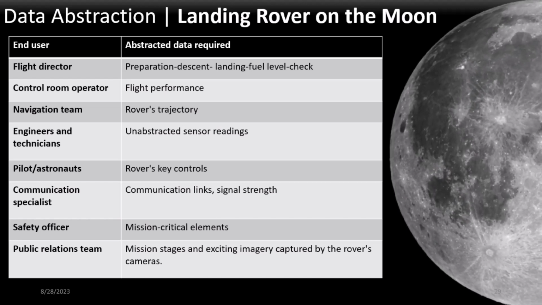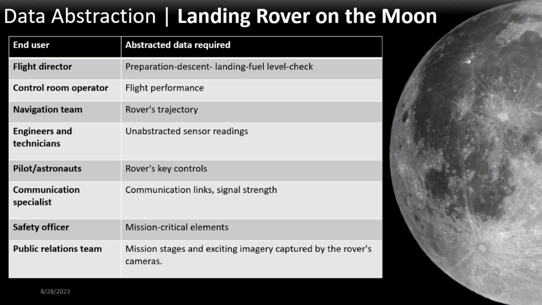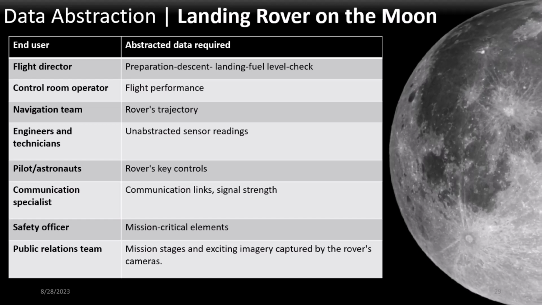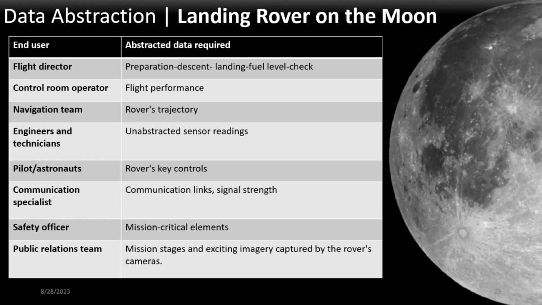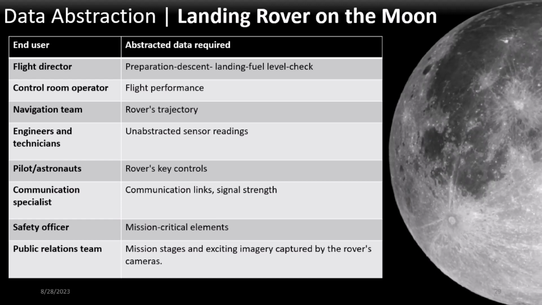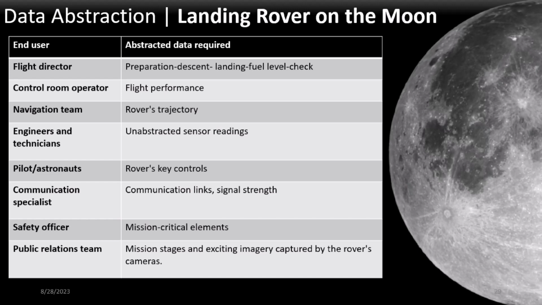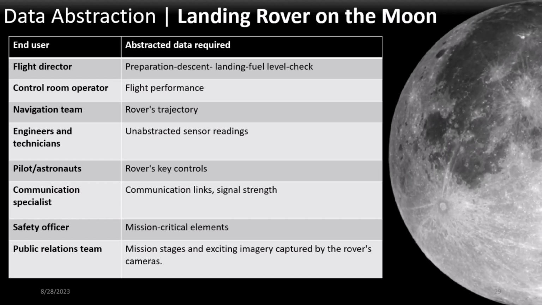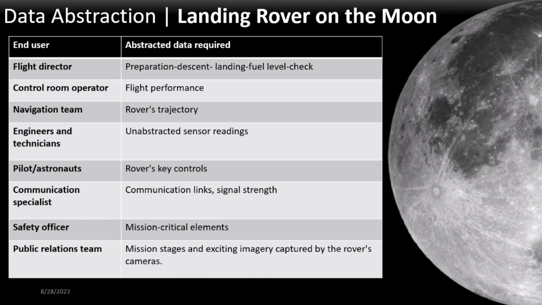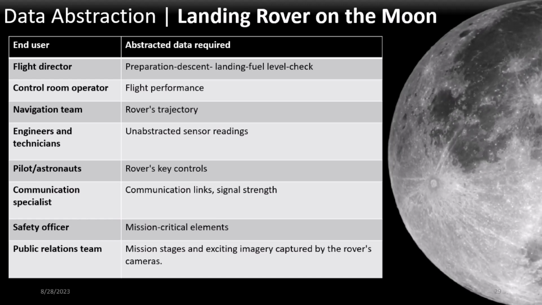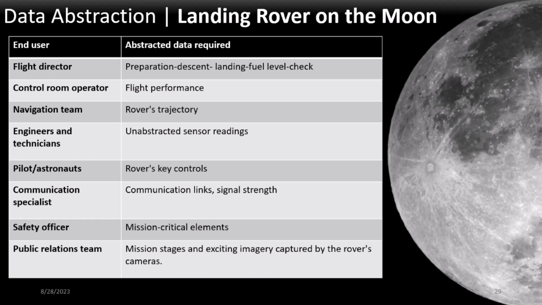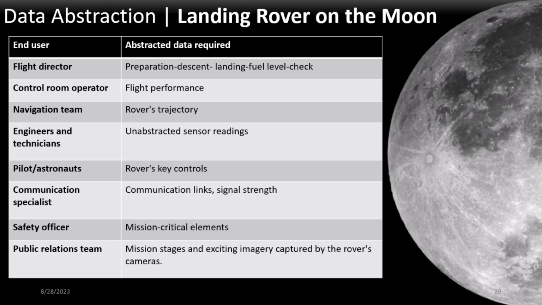For the flight director, single word information is enough, like preparation, descent, landing, fuel check. All positive or negative is more than enough for them. For the control room operator, flight performance, navigation team, rover's trajectory, engineers team, unabstracted sensor readings are required. With those data, they can find abnormalities in the data. Then as pilots or astronauts, they need the rover key controls and visuals of the lunar surface, simplified telemetry data, those data they require.